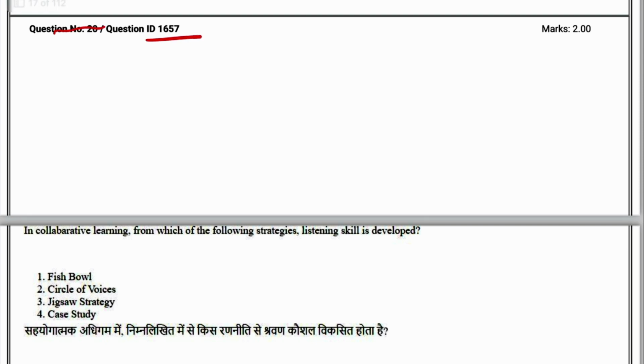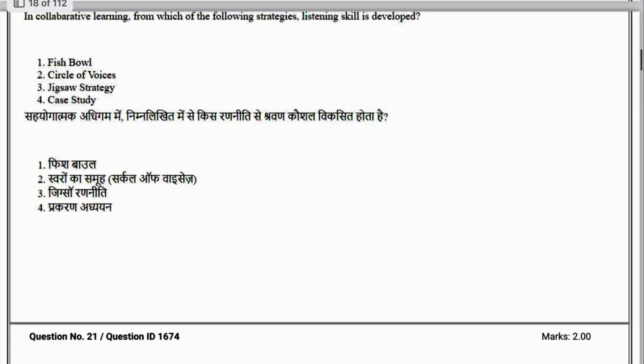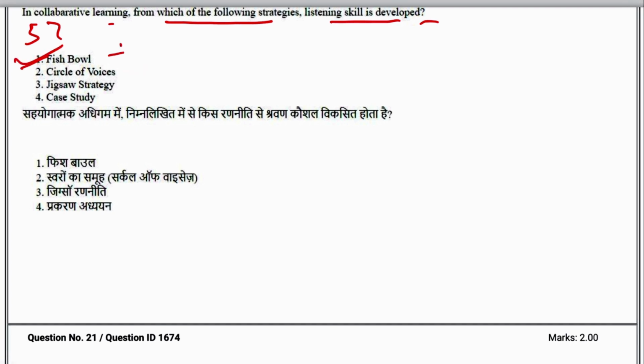Next is 57. In collaborative learning, from which of the following strategies are listening skills developed? Fishbowl or circle of voices? Fishbowl, 1 is the answer.